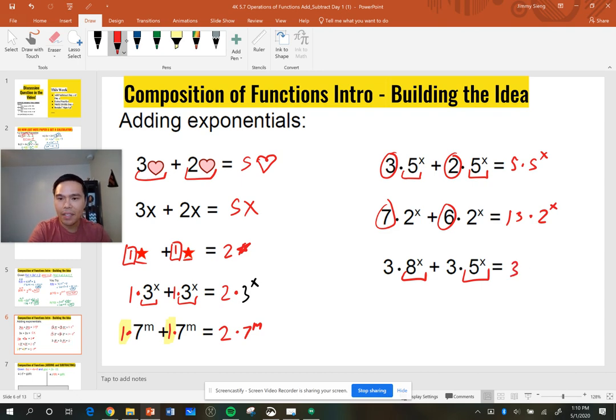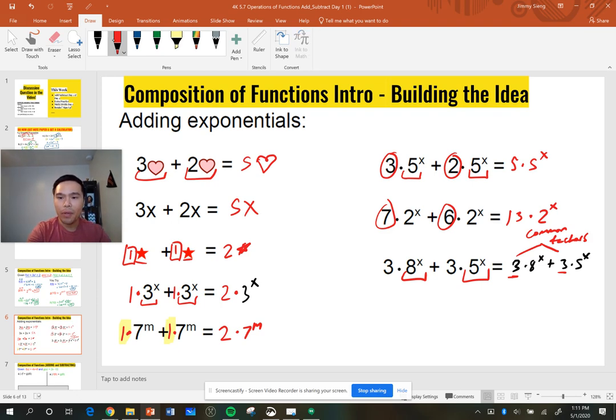But here's another detail. If I have here, let's see, 3 times 8 to the x plus 5, or 3 times 5 to the x. Well, another math rule is, remember, that we have a common number here. These are common factors. So even though I can't combine 8x plus 5x, I can actually factor out a 3, all right?